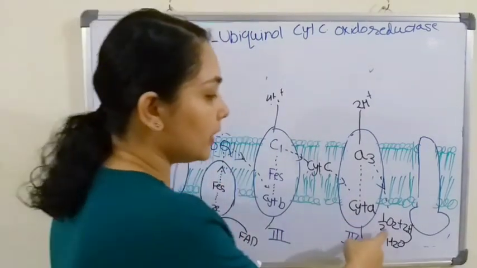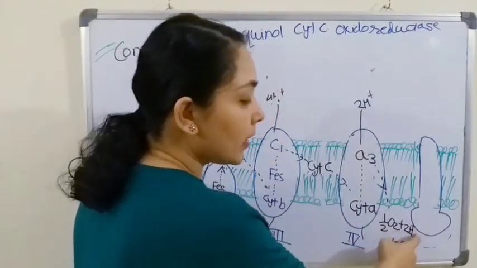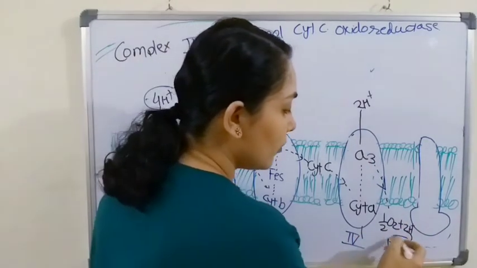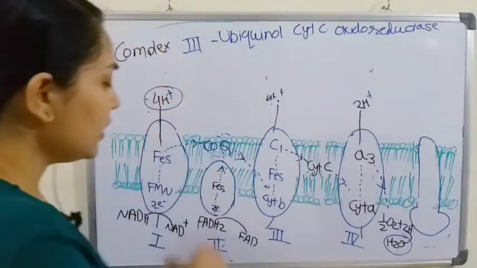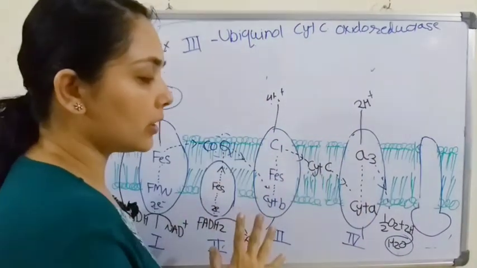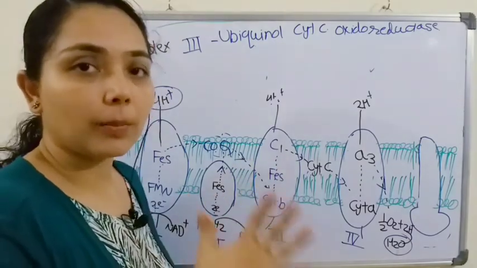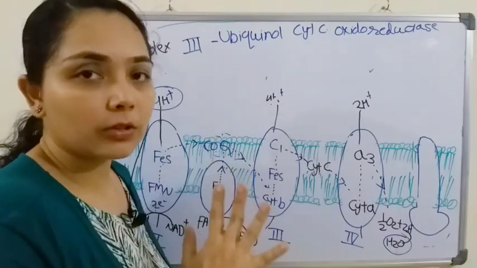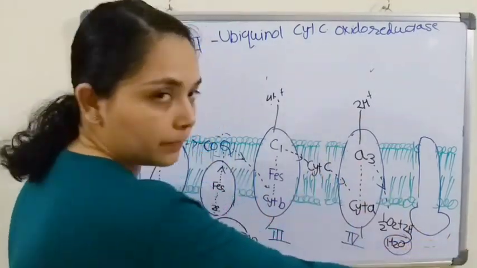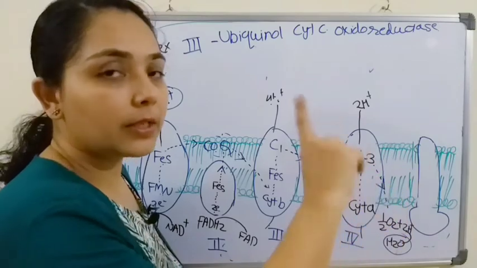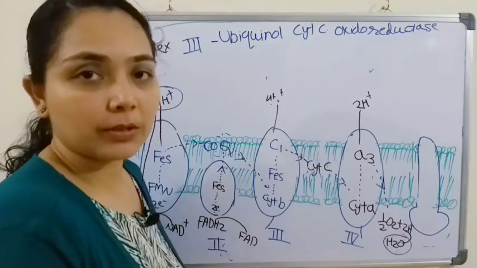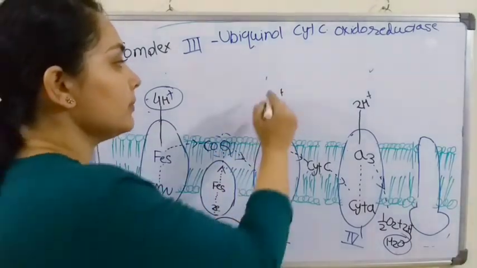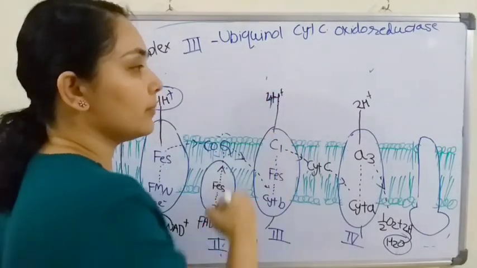So finally the electron will reach oxygen and it will combine with the protons, and finally we will get the water molecule. So this is the path of electrons in the electron transport chain. If the question is asked about the components of the electron transport chain, only these 4 are the components. Complex 5, that is ATP synthase, is not part of the electron transport chain. Okay, got it?